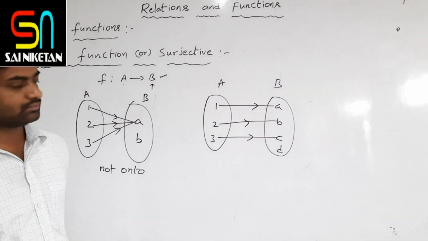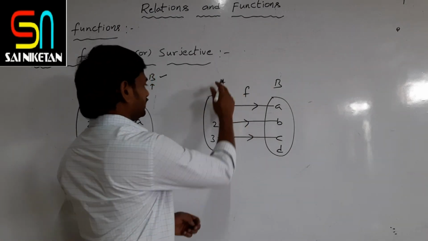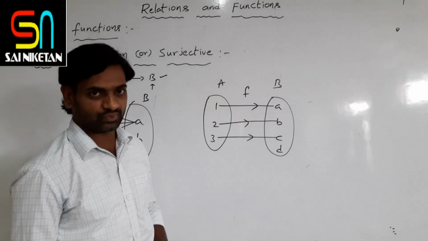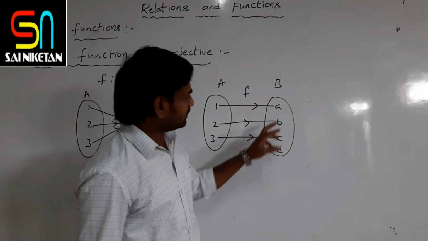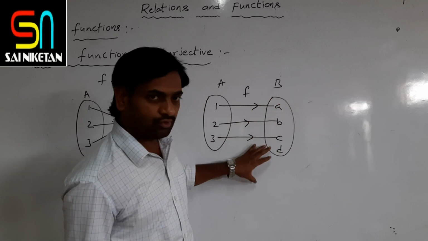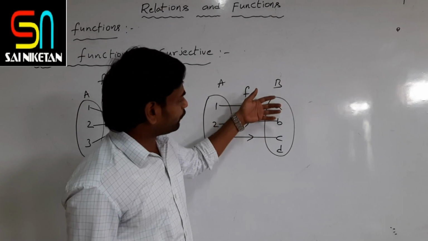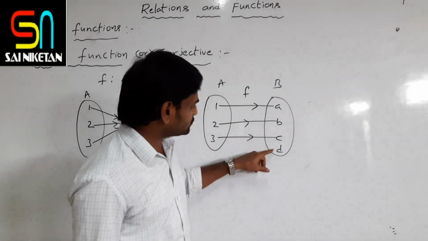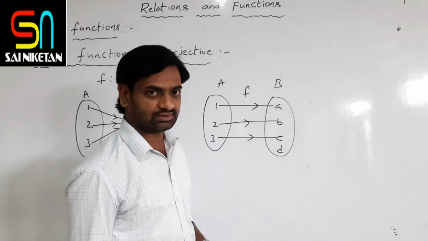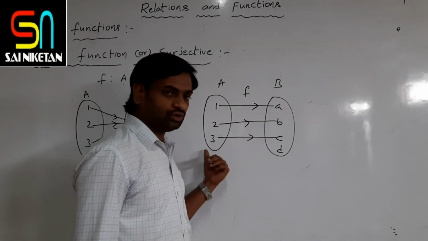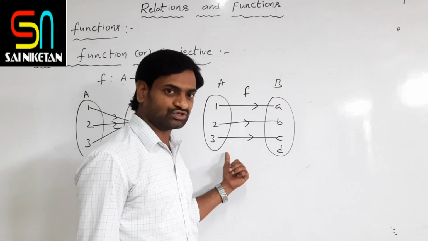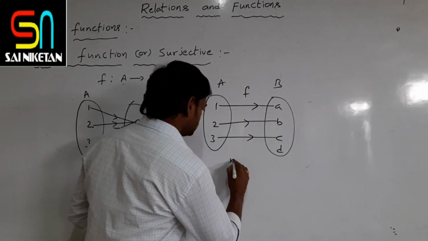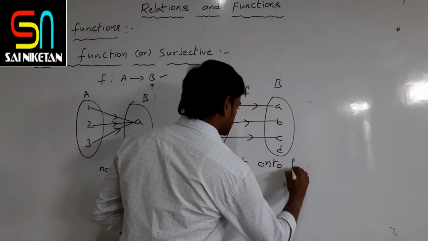See here, capital A elements are 1, 2, 3, capital B elements are a, b, c, d. Now if you observe here, in the second set, how many elements do we have? 4 elements we have. Out of 4 elements, only 3 elements are in the mapping. But there is no mapping for d. If there is a mapping for d also, then you can say it is onto function. But there is no mapping for the element d. That's why it is not onto function.